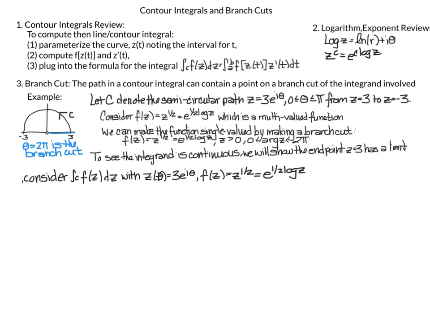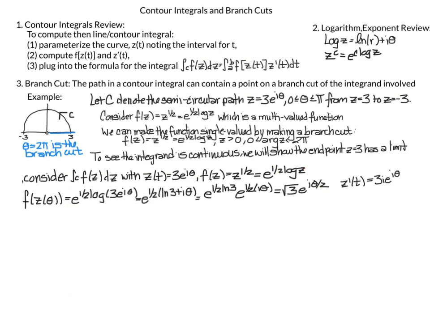I should have put z of theta is equal to 3e to the i theta, and our f of z that we're integrating is over here. f of z is equal to z to the 1/2, and using our definition of complex exponents, that's equal to e to the 1/2 log of z. The next thing to do then is to compute f composed with z and z prime of t. So f composed with z, so I need to find our z, that's 3e to the i theta, and we're going to plug that into f of z.